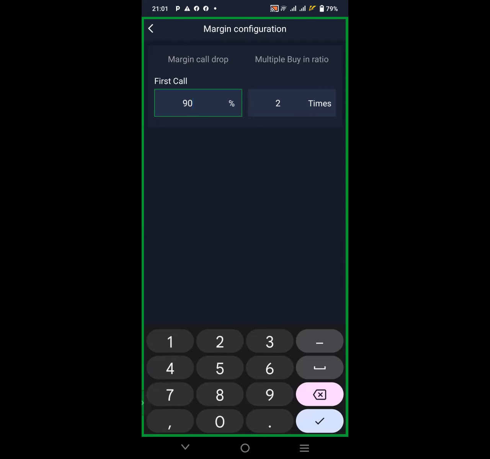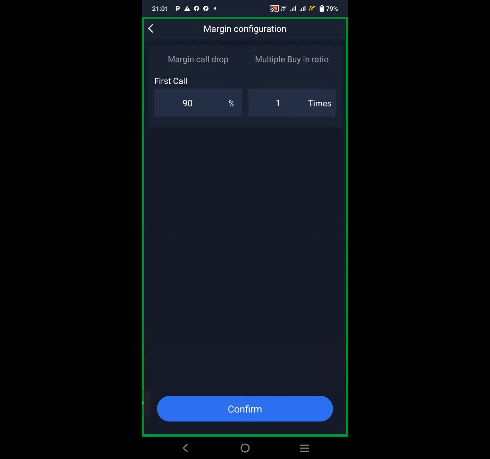So 90% there, and where there's 2, just put 1. The reason we are doing this is so that this is updated. Some people tend to not update this particular page. They will just leave it and close margin calls, hoping that it won't buy, but sometimes we forget. So I prefer that these settings are in place, just in case we forget. So now click confirm at the bottom.